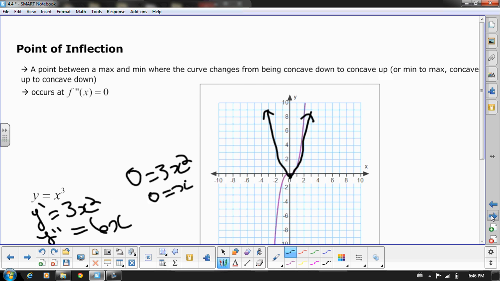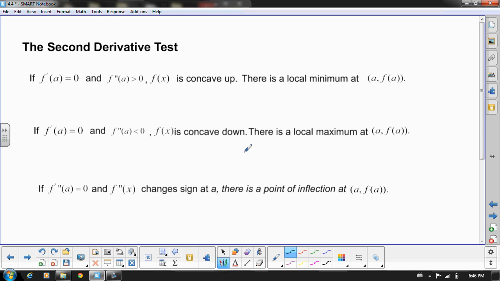Now, when we're determining this point, we can do something that's called the second derivative test. So what this is telling us is that if the first derivative has a value of 0 and you sub it into the second derivative expression, if you get a value greater than 0, it means that it's concave up. And if it's concave up, that means it's a minimum.